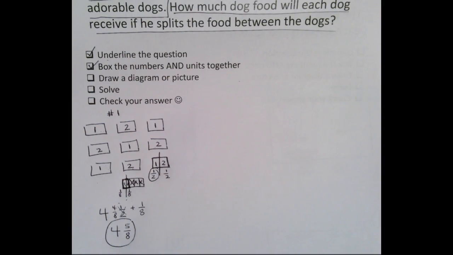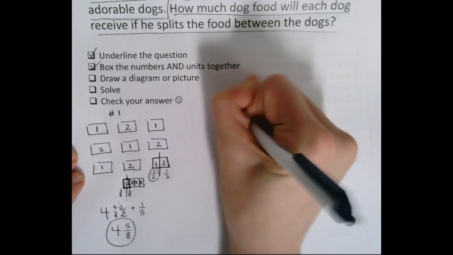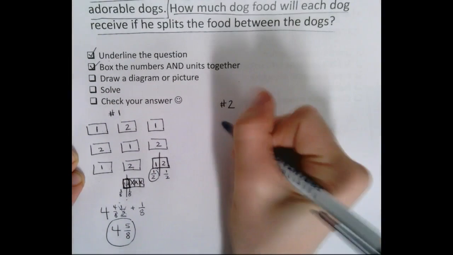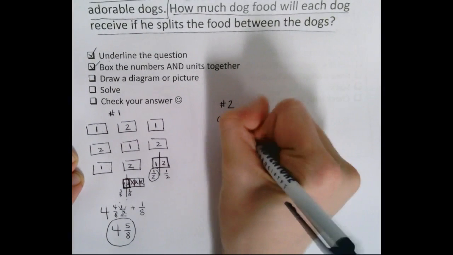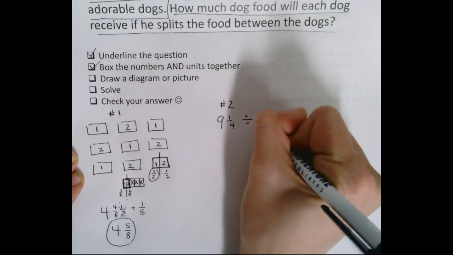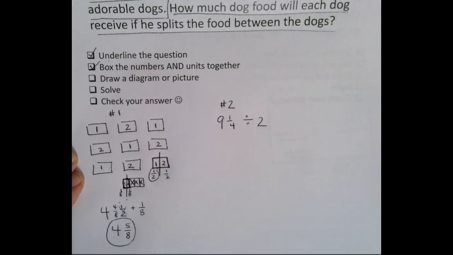Let me show you another option. Option number 2 involves using improper fractions. So what's really happening in this problem is I'm taking 9 1/4 and I'm dividing it by 2, because I'm splitting that into 2 separate groups for my 2 separate dogs.